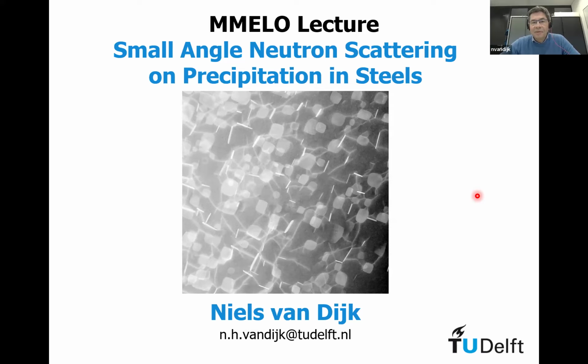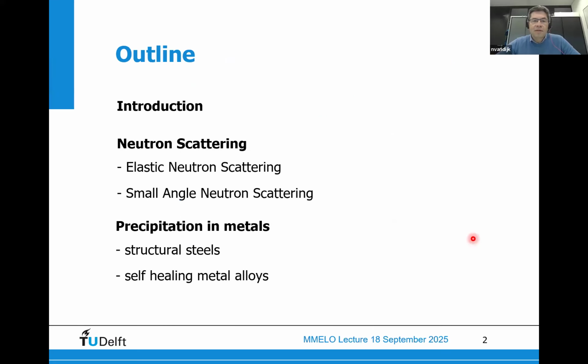The title is, of course, going to be on precipitation in steels, and I use a technique which is neutron scattering for that. Maybe to introduce myself a bit here at TU Delft. So the outline of the talk will be an introduction, then some explanation on neutron scattering, then an introduction on precipitation, and then how we combine the two to learn something useful for steels.